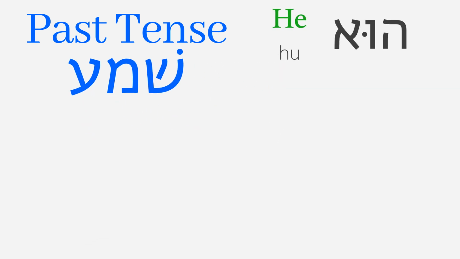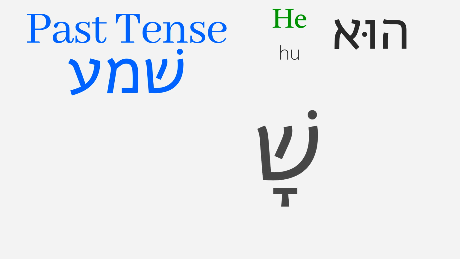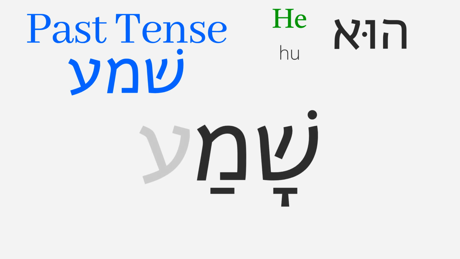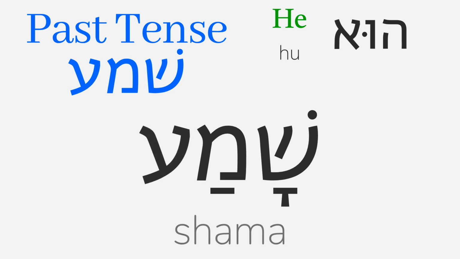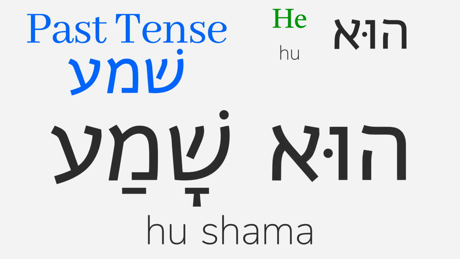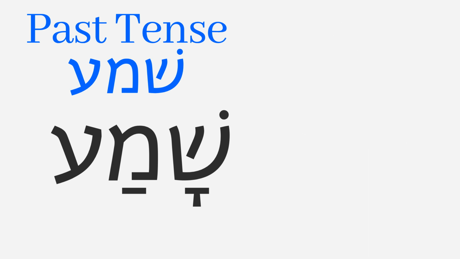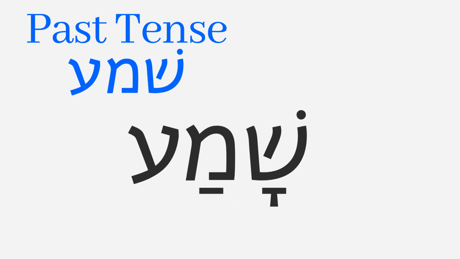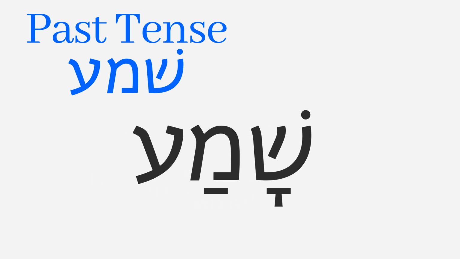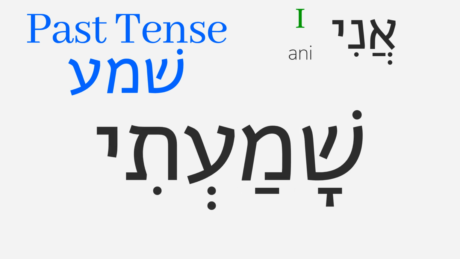The hu, he form of the past tense is the simplest. We take the first letter of the root with a kamatz, second letter of the root with a patach, and end with the third letter of the root. Shama, heard, where the subject is he. Hu shama, he heard. The other forms of the past tense are made by adding endings onto this basic form. For example, if the subject is ani, I, we add a ti ending to the hu form to get shamati.